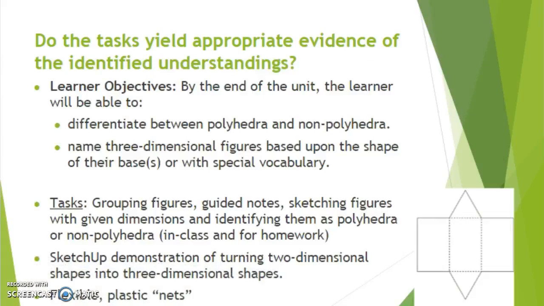And then I also had a set of flexible plastic nets, and at the bottom right you'll see a picture of a net of a triangular prism. So a net is a two-dimensional representation that, if you were to fold it up, would make a three-dimensional shape.